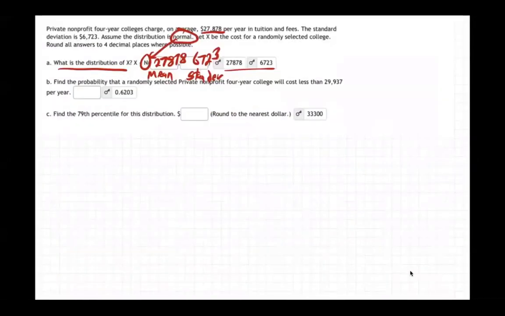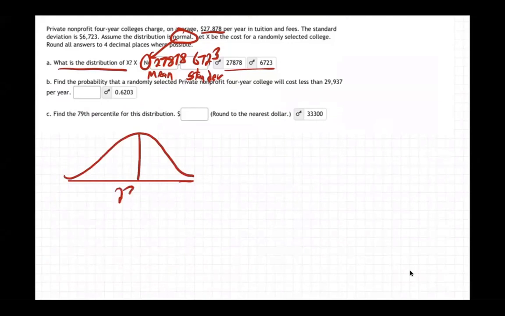Okay, so I'm going to draw a bell curve. A lot of people skip this step. I think this will really help you. I encourage you to do it. Put a line in the middle with the mean. The mean is 27,878, right? That's the middle. A normal distribution is a bell shape. In other words, that's how things are normally distributed, in a bell curve. Most things in life are distributed that way. That's why we call it a normal curve or a bell curve.